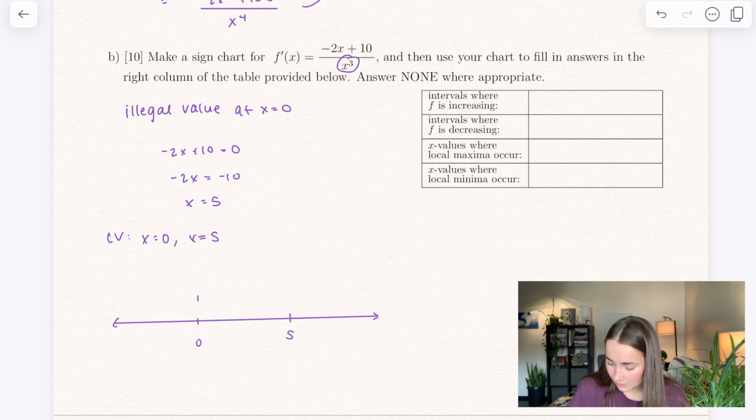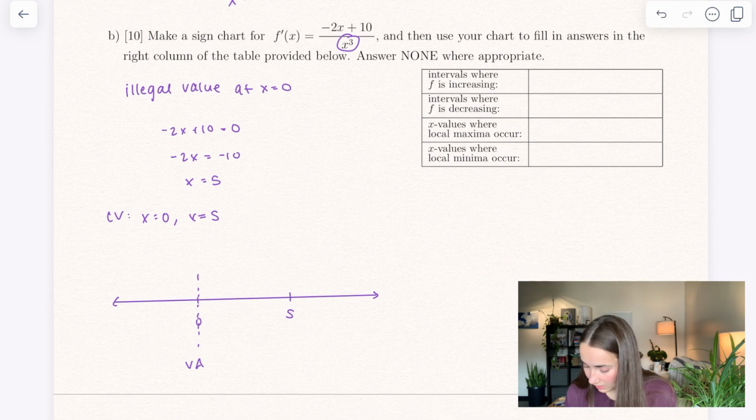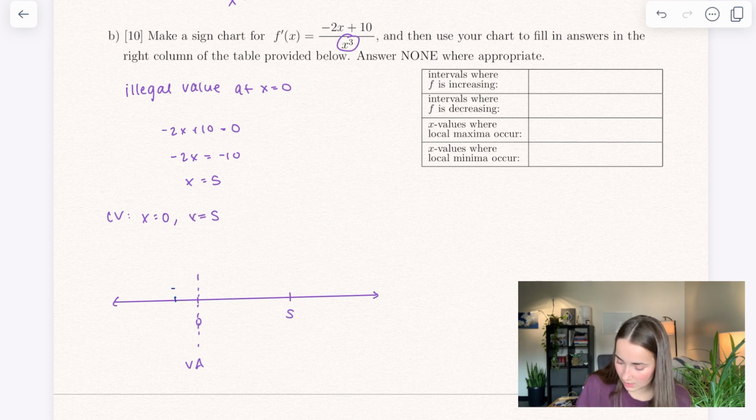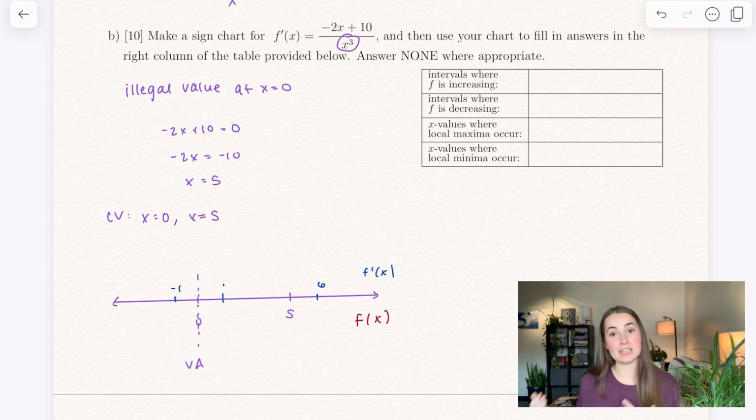Notice that this critical value is going to be a bit different because this is going to be a vertical asymptote. So make sure that we're aware of that. But otherwise, we are going to go ahead and test values from each interval. So let's choose -1, +1, and 6. We're going to plug those into our first derivative because if it's positive or negative, that tells us if our function is increasing or decreasing. So I'm going to go ahead and test these three values into our derivative.